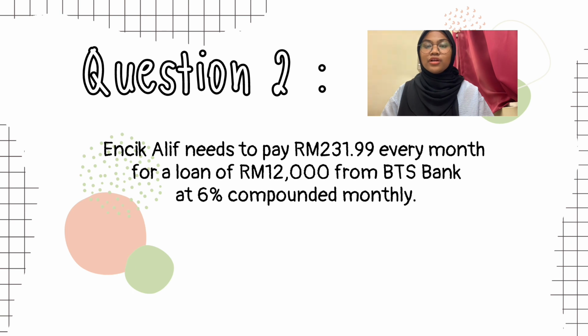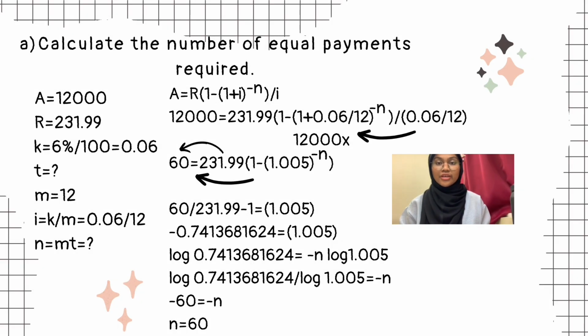Encik Alif needs to pay RM231.99 every month for a loan of RM12,000 from BTS Bank at 6% compounded monthly. From this question, you can identify that A is 12,000, R is 231.99, k is 6%, also known as 0.06, m is 12 because compounded monthly, and i is k over m, so it will become 0.06 over 12, and n is m multiply t, but we don't know yet.